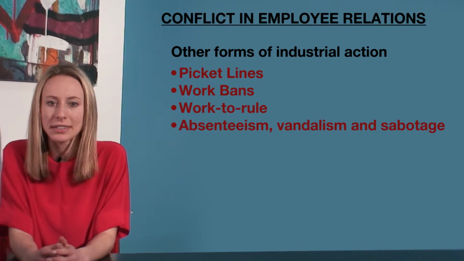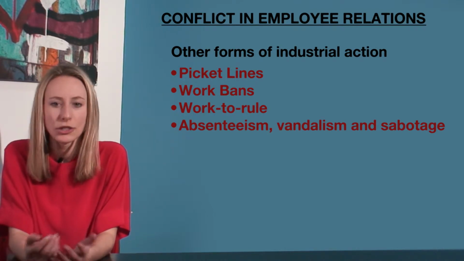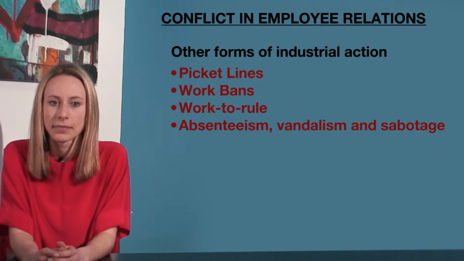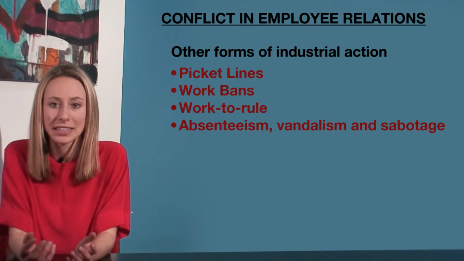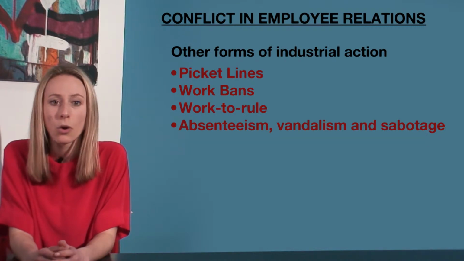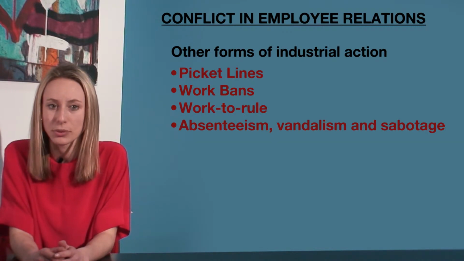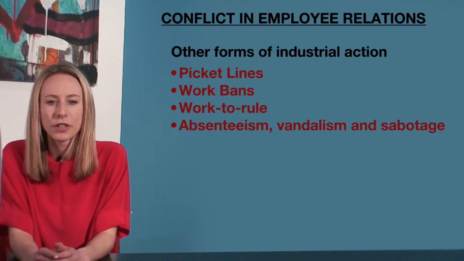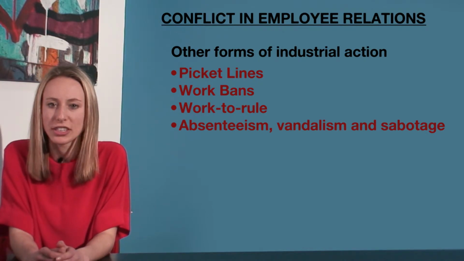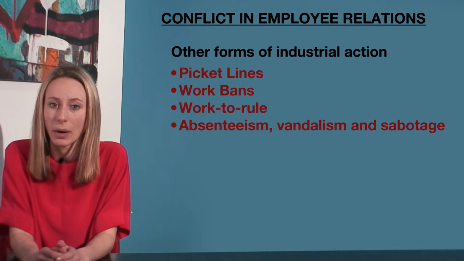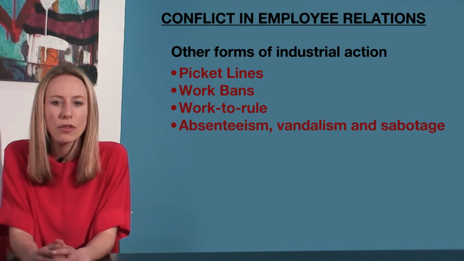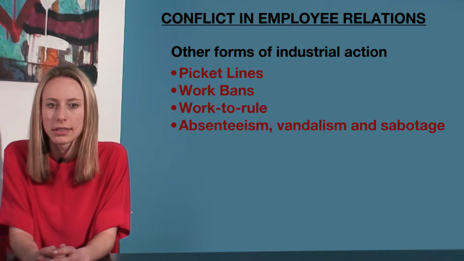Picket lines are protests that take place outside the workplace, generally associated with a strike. Work bans are a refusal to work overtime, handle a product, piece of equipment, process, or a refusal to work with particular individuals. Work to rule refers to employees refusing to perform any duties that are additional to the work they normally are required to perform. It is basically performing the bare minimum of their job.